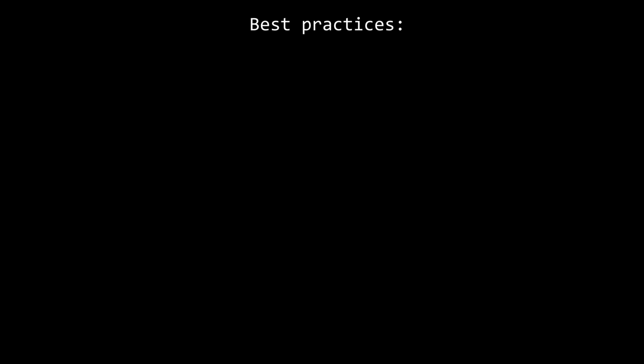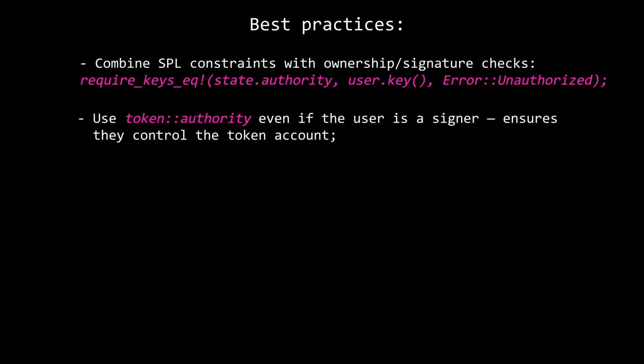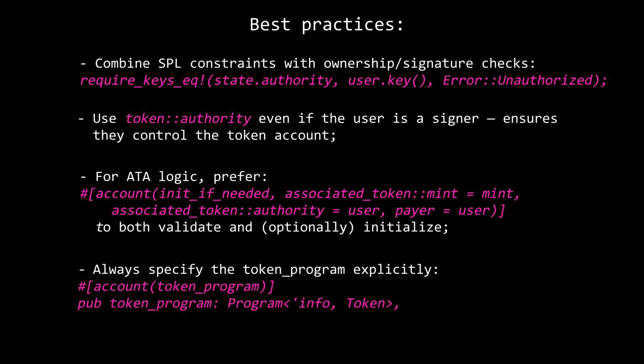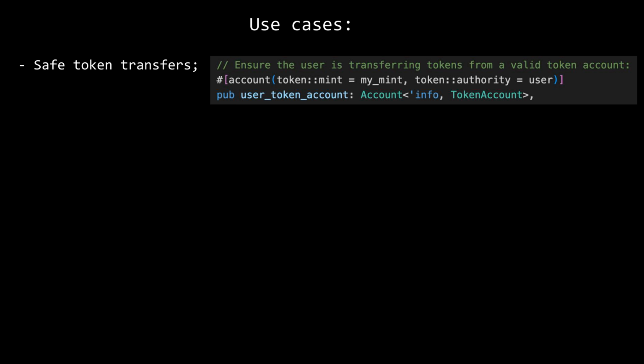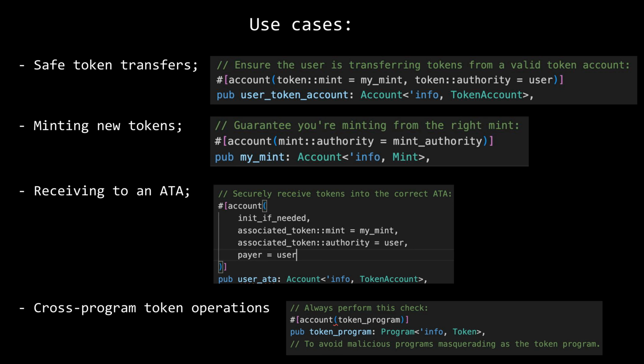The best practices are to combine SPL constraints with ownership or signature checks. Use token authority even if the user is a signer, because this ensures they control the token account. For ATA logic, prefer the following, to both validate and optionally initialize. Always specify the token program explicitly. The common use cases are safe token transfers, minting new tokens, and receiving to an ATA. For cross-program token operations, always perform this check.